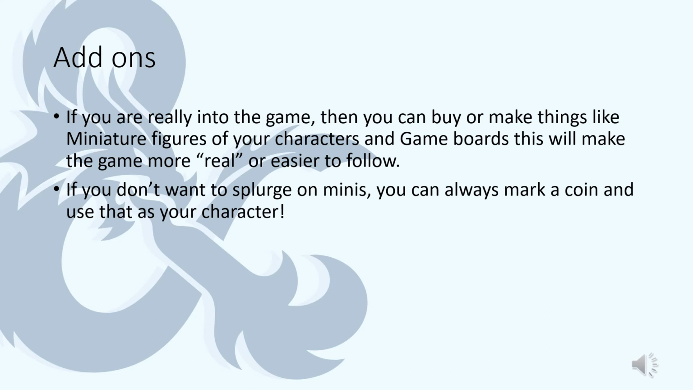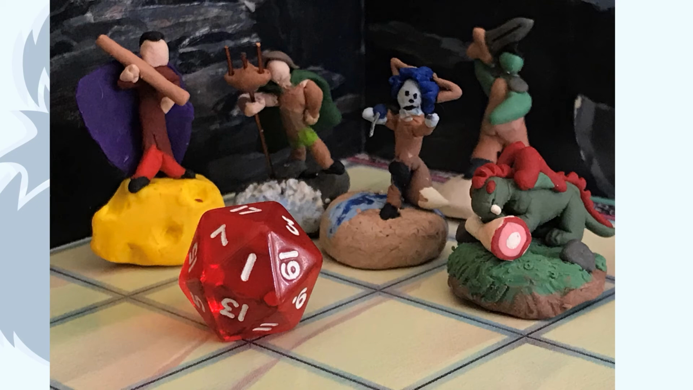So moving on to add-ons. If you are really into the game, then you can buy or make things like miniature figures of your characters and game boards. This will make the game more real or easier to follow because you can see where everything is in front of you. But buying and making minis can be very time consuming or expensive, so if you don't want to splurge, then you can always mark a coin and use that as your character. Here are some miniatures that I made out of clay for my family's D&D campaign.